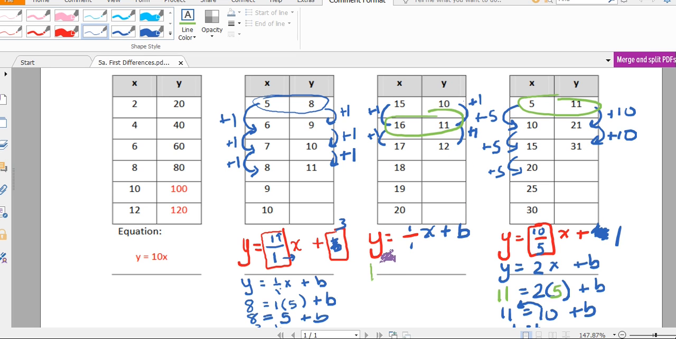So my y value would be 11 equals 1 divided by 1 is just 1. And what's my x value? 16 plus b. And now 11 equals 1 times 16 is 16 plus b. Move this over. Because it changes signs, it becomes 11 minus 16, which gives me negative 5 equals b. So then b would be negative 5.